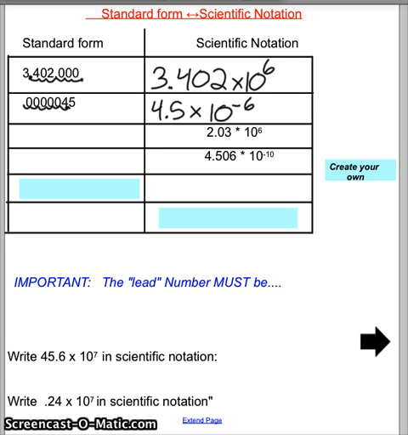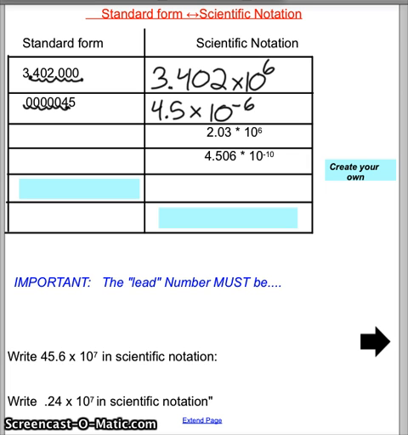So when you're dealing with a number greater than 1, you get a positive exponent. When you're dealing with a number less than 1, you're dealing with a negative exponent, a negative movement in that decimal place. But you're always counting how many times did I move my decimal.